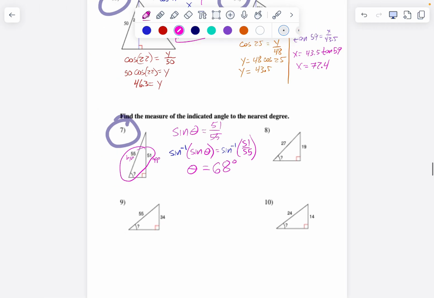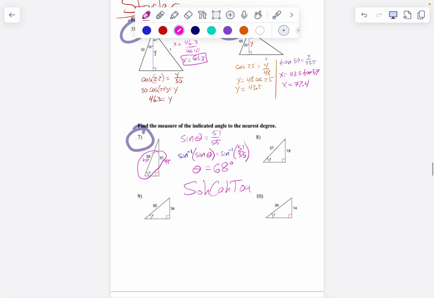So just a quick reminder to use this, please, to help you set up or to calculate the correct ratio: opposite over hypotenuse, adjacent over hypotenuse, and opposite over adjacent. Just write it once and you can reference it over and over again.